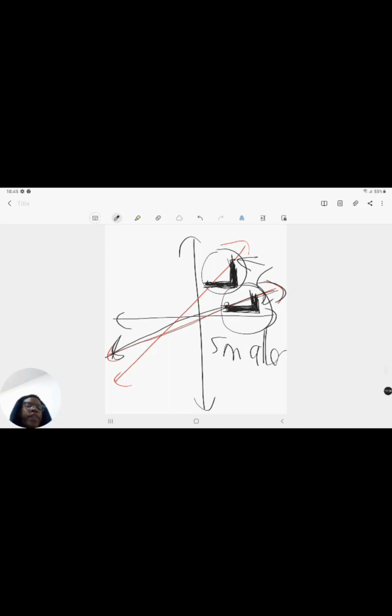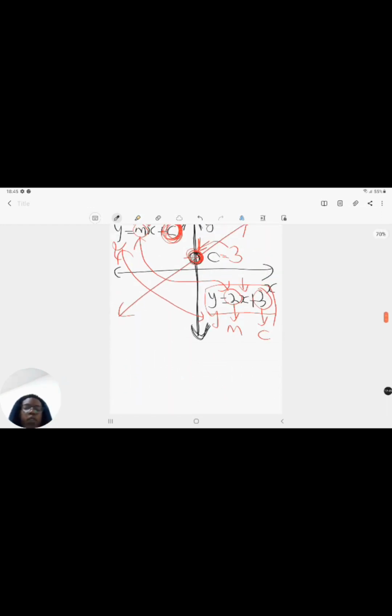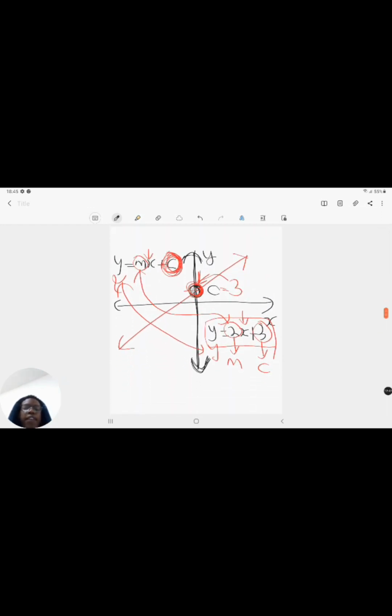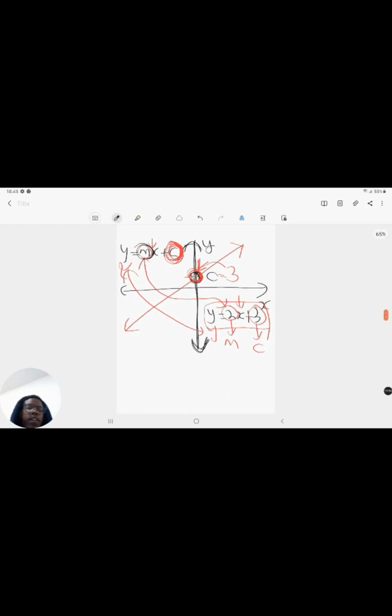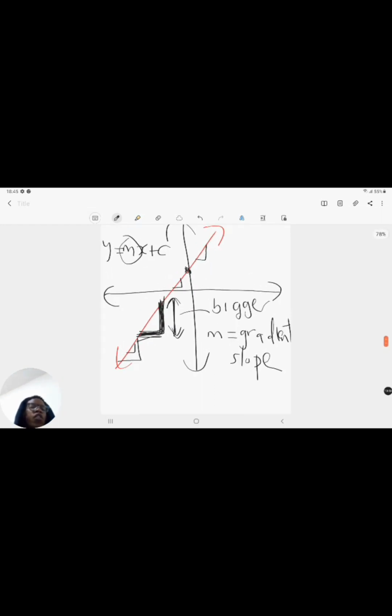Okay, now that is what your gradient is, and that is the value of m that we were talking about up here. It's that value of m that we were talking about up here, and it's the value of m that we were talking about here. Okay, that's what m is. Now, how do you calculate m? How do you calculate the value of your gradient?